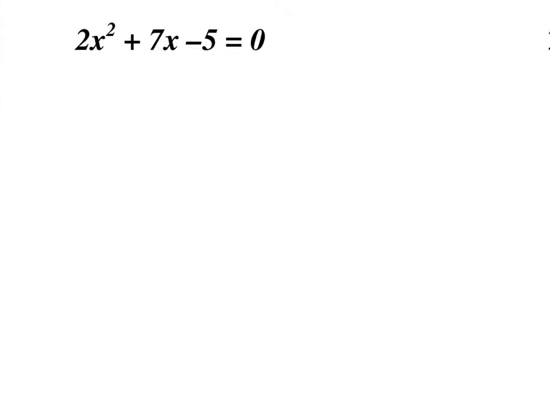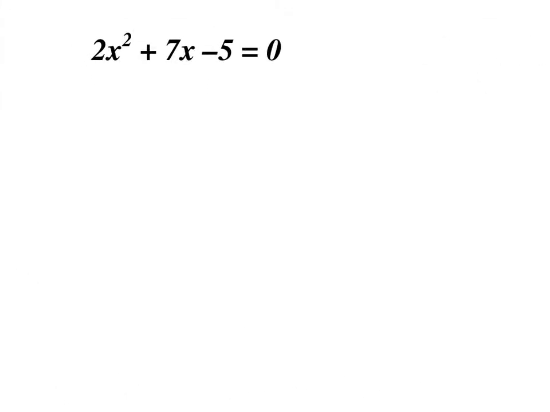Our first problem, we have 2x squared plus 7x minus 5. It's in standard form, so we want to identify a, b, and c.